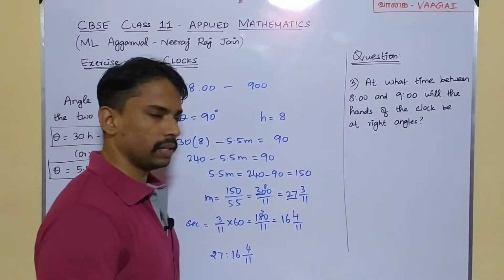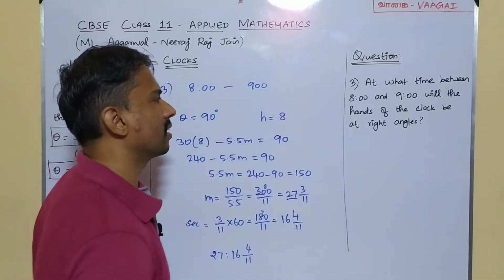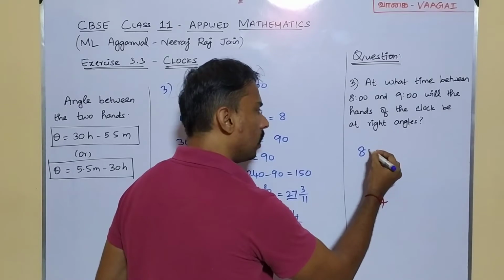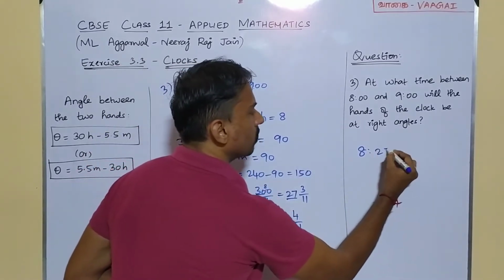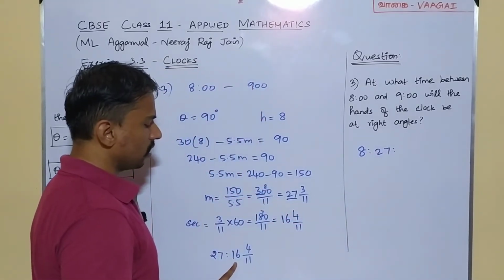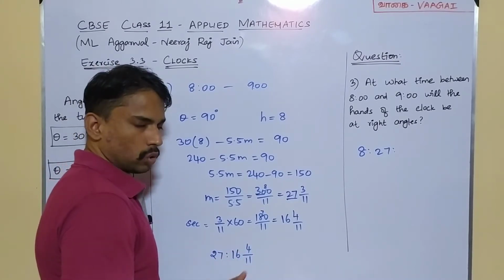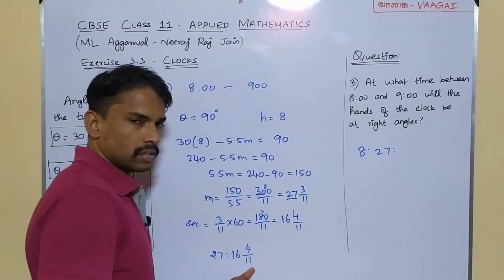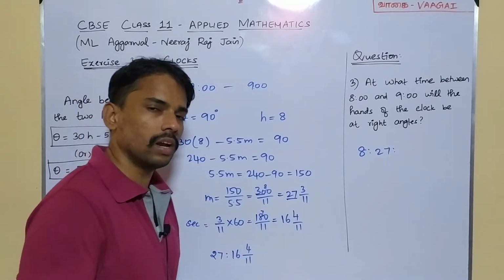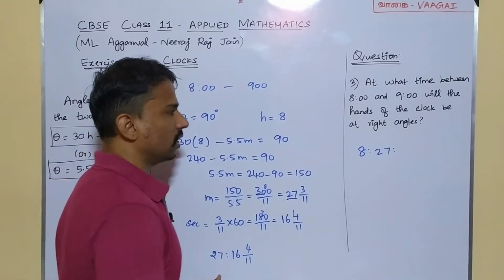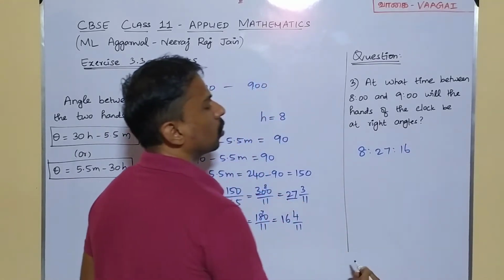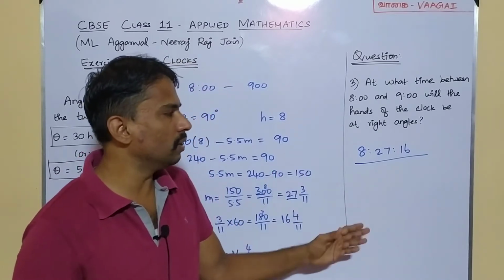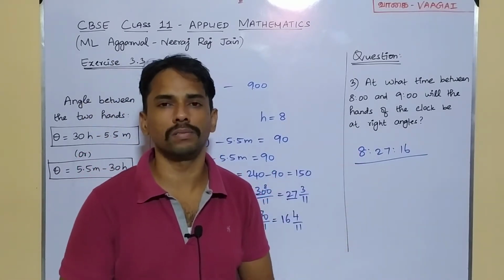Yes, so this is going to be the answer, and if you want to write the complete answer here, we will have our answer to be 8 and 9. So 8 hours, then 27 minutes, and seconds we got 16 4 by 11. When we round it off, we have to take the lesser number because 4 by 11 is less than half. It is clearly less than half, right? So in that case we will take the lesser number, which is 16. So our answer for the third question is 8 hours 27 minutes 16 seconds.